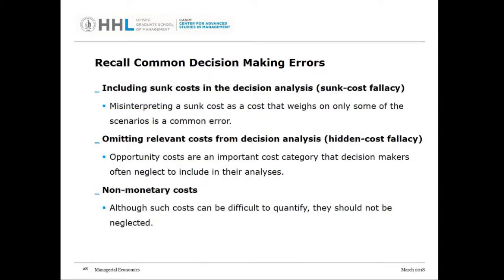Here I would like to skip this part, because it relates to the first section of the course, about the common errors in decision making that you are probably familiar with, the sunk cost fallacy, hidden cost fallacy.